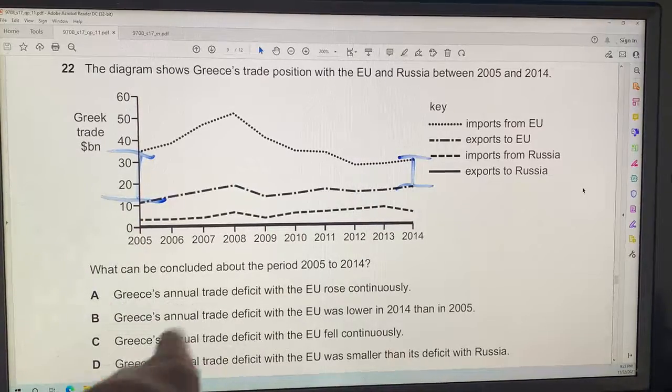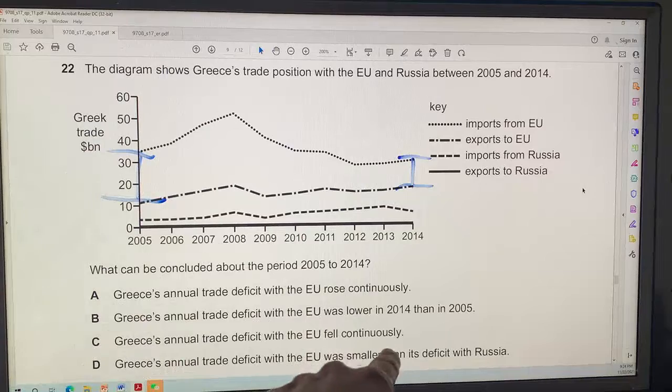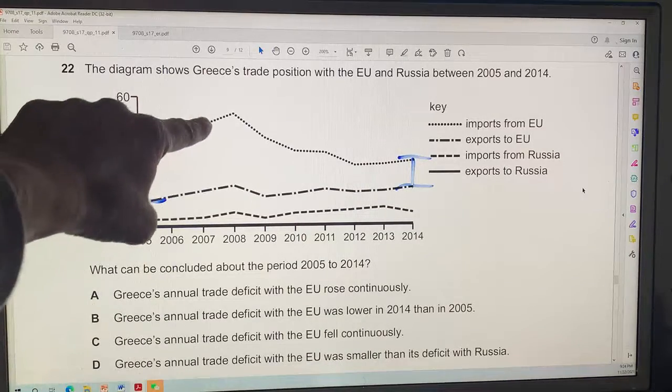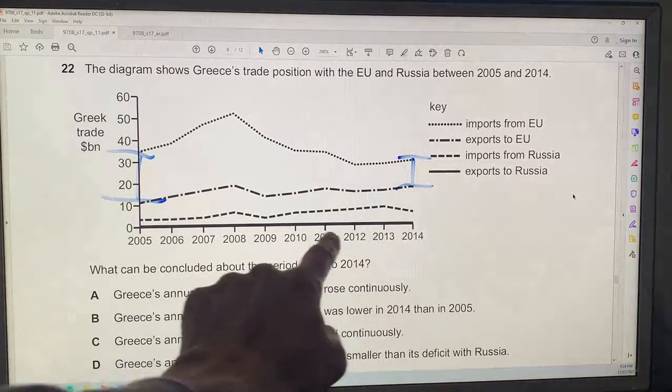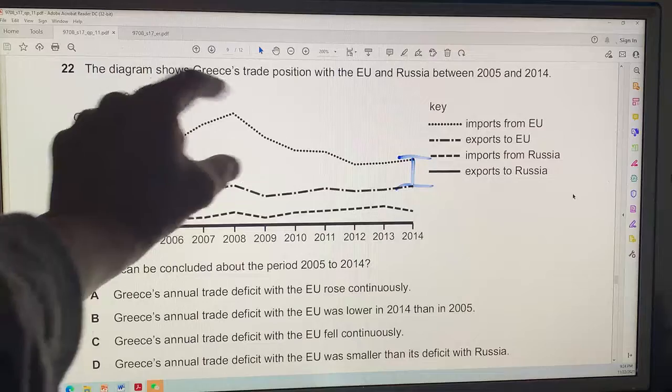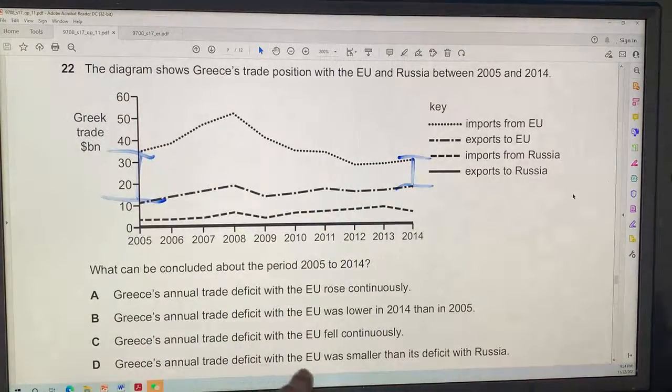Hey, try answer C. Greece's annual trade deficit with the EU fell continuously. No, it increased here. And not C. D says Greece's annual trade deficit was smaller than its deficit with Russia. Imports, exports to Russia. I guess exports to Russia are nothing, but the EU trade deficits are bigger than the trade deficits with Russia. So not D.